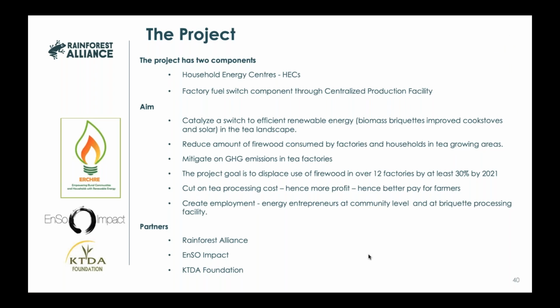The project has two components because, as I said, we are not only targeting tea factories but also households. So we have a component targeting use of renewable energy technologies, which is improved cook stoves, solar devices, and household briquettes. So we have one component which is targeting the households, and we're going to do this through what we call household energy centers. And we have another component aiming at impacting the tea factories and catalyzing the switch.